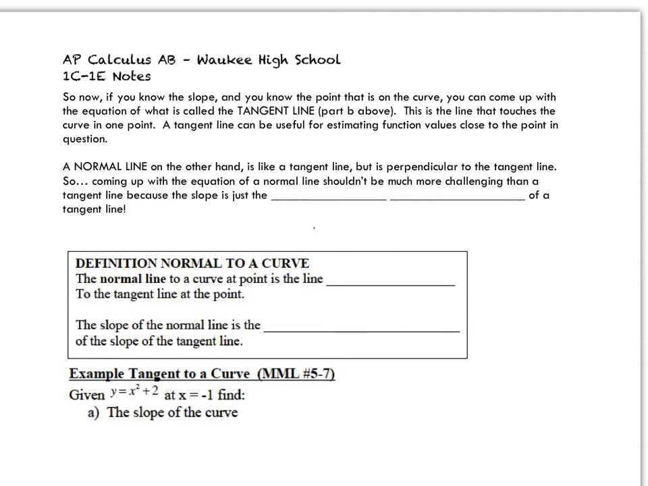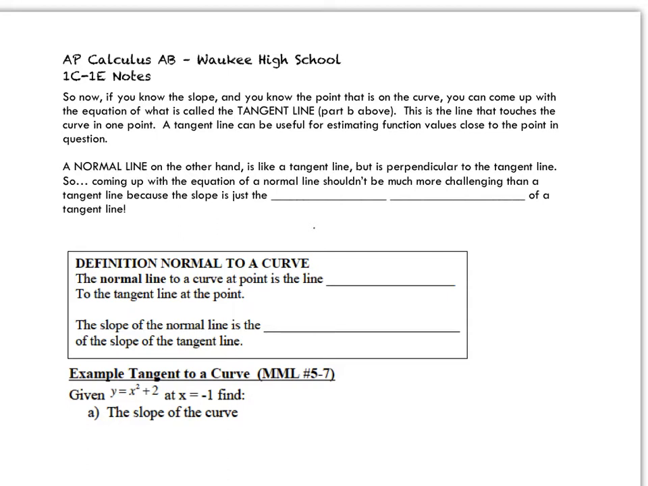At the conclusion of the previous video on rates of change, we hit this idea of the slope of a tangent line as that instantaneous rate of change. And at the very end, we came up with the idea that if you know the slope and know the point that it is on the curve, you can come up with something called a tangent line, and you can get the equation of that.